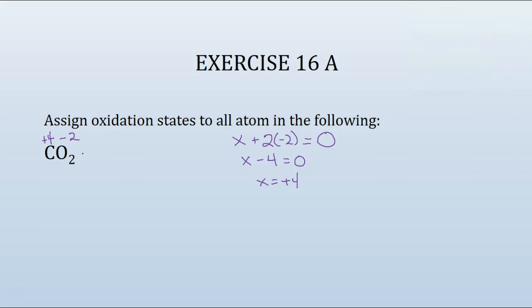Exercise 15A, we have CO2. So we're looking here. We know that the oxygen is going to be a -2. This is a neutral compound, so we know that the total charge is 0. So we set everything equal to 0. We have 2 oxygens at a -2, and we have a carbon that we don't know the charge of. So x minus 4 is equal to 0, so x is equal to +4. That means that the carbon has a +4 charge. That's the oxidation state for carbon. Okay, let's try another one.